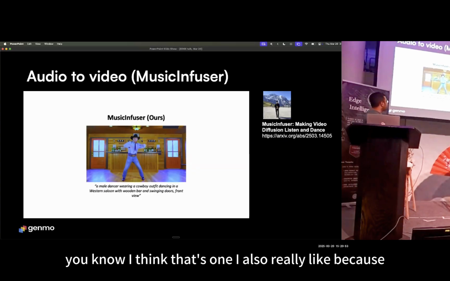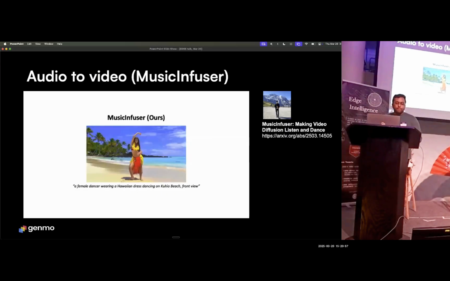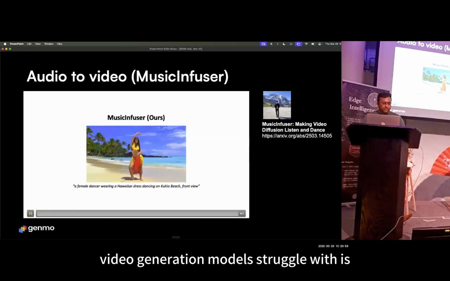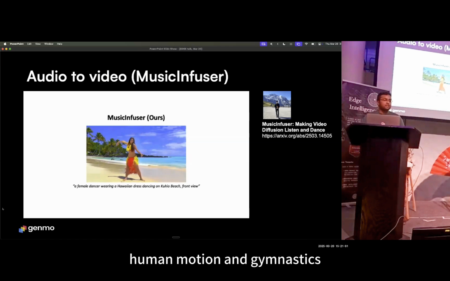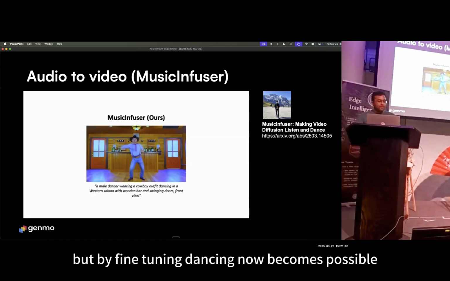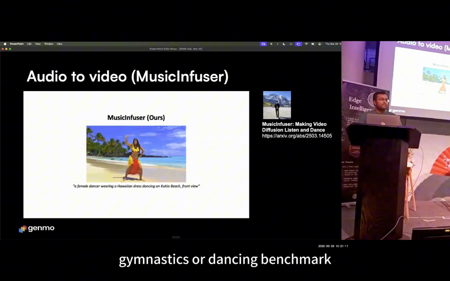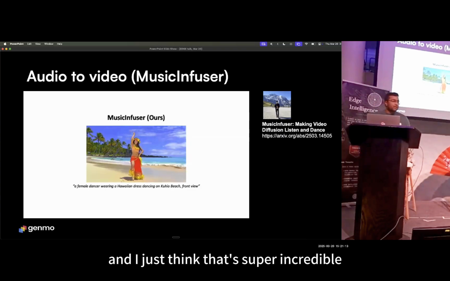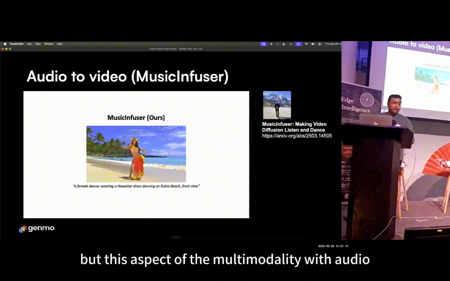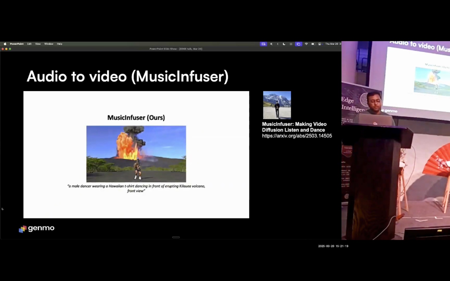I also really like this one because one of the things Sora really struggles with, or generally video generation models struggle with, is human motion and gymnastics. It's kind of the edge case that defeats all video generation models, but by fine-tuning, dancing now becomes possible. And so Mochi has effectively, to the community, solved the gymnastics or dancing benchmark, and I just think that's super incredible. But this aspect of multimodality with audio is another area that I think is really exciting longer term.